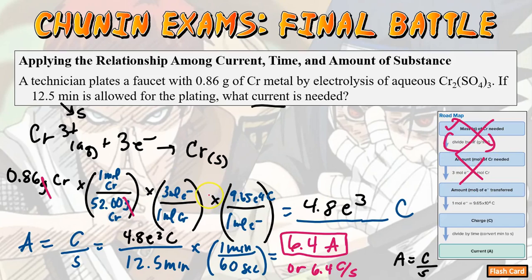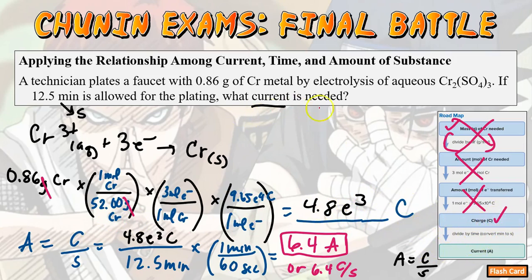Now we want to get charge. So to get charge, we're going to use our next conversion factor, which is going to be Faraday's constant. It's telling us that 1 mole of electrons is going to have 9.65 times 10 to the 4th coulombs of charge. And so now we're here. Once we use this conversion factor, we are now figuring out what our charge is. And so I take my 0.86, multiply by 3, multiply by 9.65 times 10 to the 4th in parentheses. I then divide that number by 52, and that's how I get my 4.8 times 10 to the 3 coulombs. So that is officially my charge here. We're down to this portion.